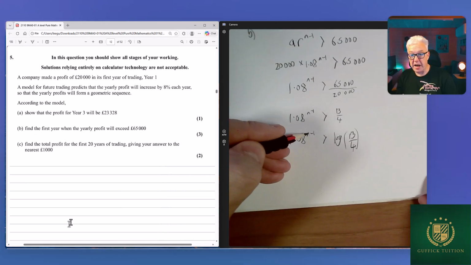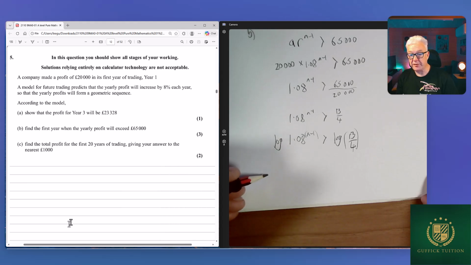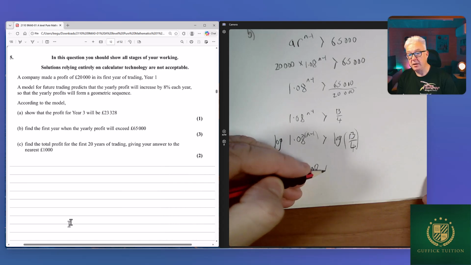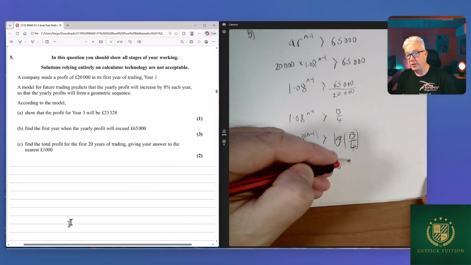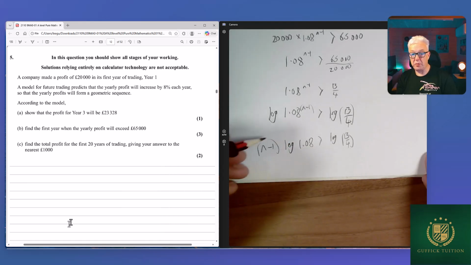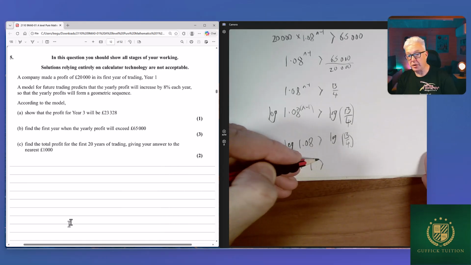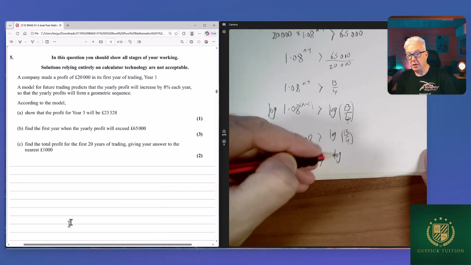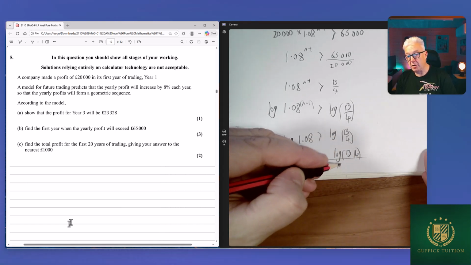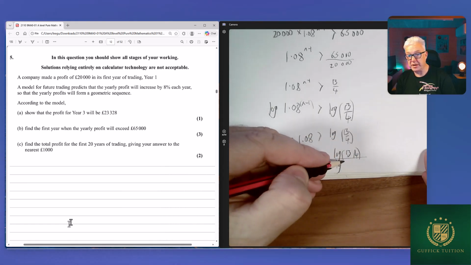Then we're going to use the power law to bring the n minus 1 to the front. So we've now got n minus 1 times log, in this case to the base 10, of 1.08. Then I'm going to divide both sides by log of 1.08. So n minus 1 is greater than log of 13 over 4 divided by log of 1.08.